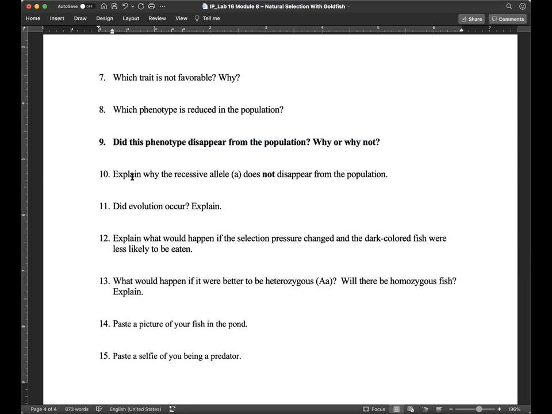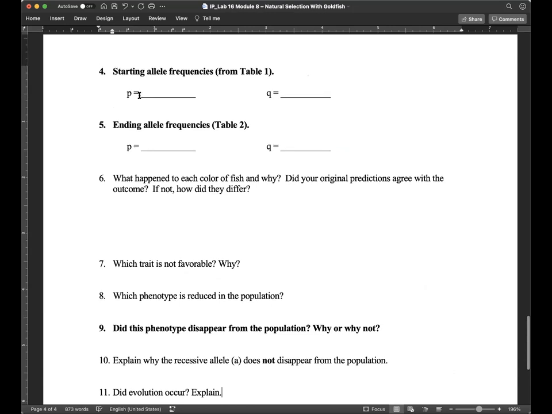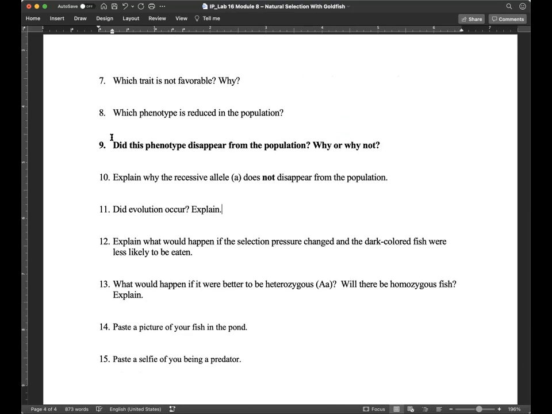This is always going to be a possibility. And I'll explain to you essentially why this is a possibility: that the little a allele does not disappear, or how we can basically always say that it's not going to disappear. And then, did evolution occur? Remember that evolution is simply a change in allelic frequencies. So if your allele frequencies change from starting to ending, you have to say that yes, evolution did occur, because that is the definition of evolution.